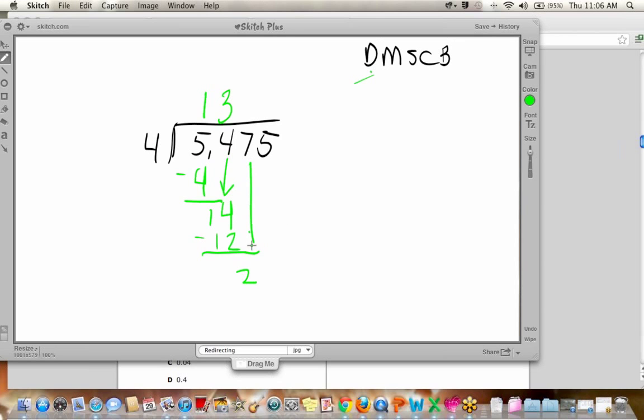So now what do I do? I bring down. So now I will pick on Vero for a second. Vero, how many groups of 4 will fit into 27? Hold on. Just one? Hold on. Oh, okay.